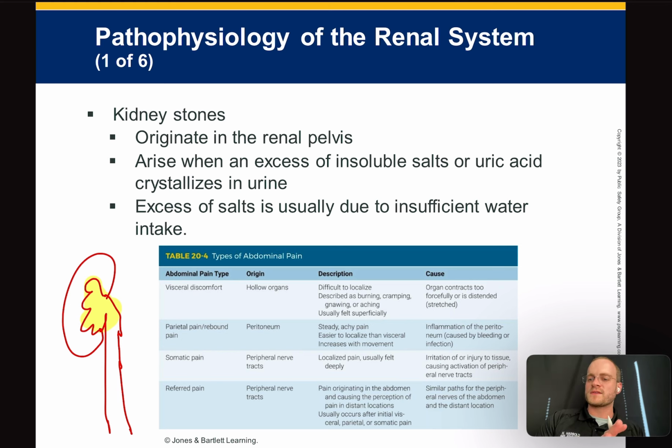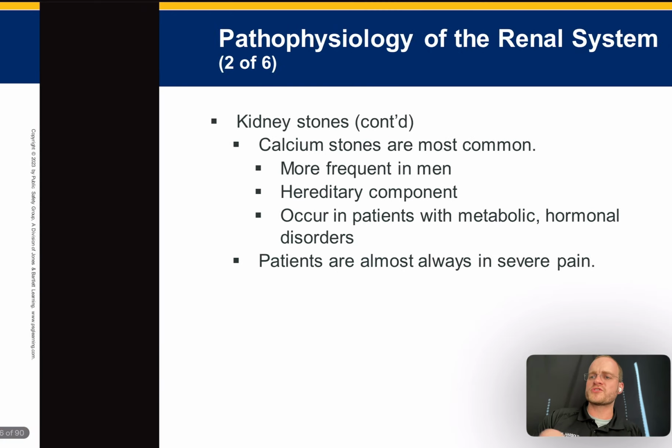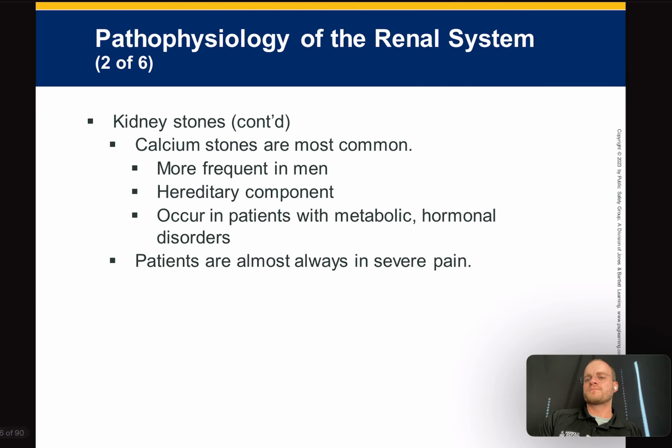There's a lot of reasons you can get this, but how this will present is, I'll tell you how it presents when the slide comes. But calcium stones are the most common, right? And these are the little ones. I've showed you a picture of these before. They're small. They just look like little pebbles. It's more common in men. There is a hereditary component, but it occurs for virtually any reason. But the patients are almost always in severe, excruciating pain.